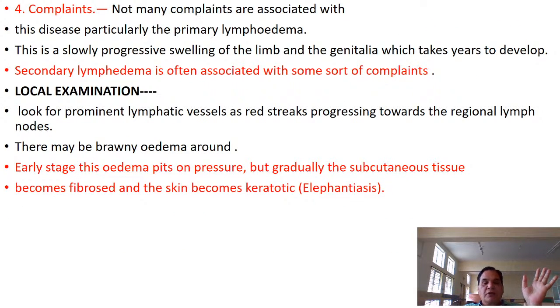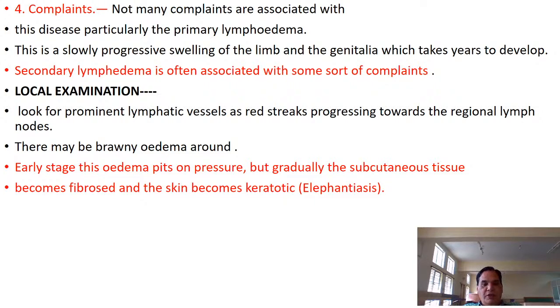What are the complaints? In congenital lymphedema, usually there are no complaints. The disease keeps on growing slowly over years. The patient is not much aware, but when it becomes very large, he is aware of it. As against this, in secondary lymphedema, there is some complaint of inflammation. No complaint in primary lymphedema. Inflammation is a complaint in secondary lymphedema.